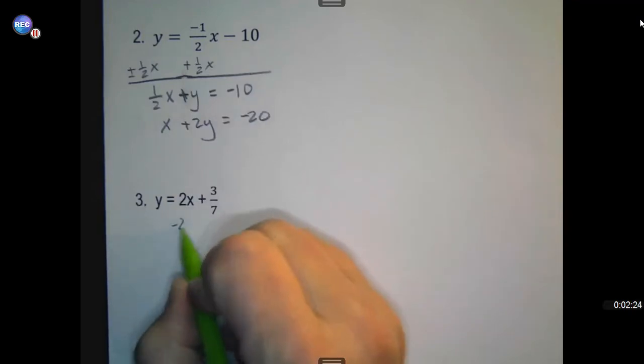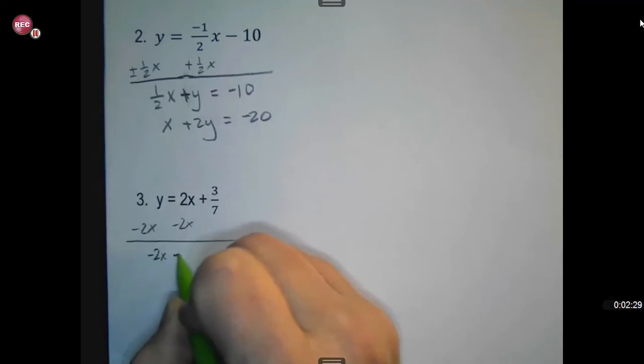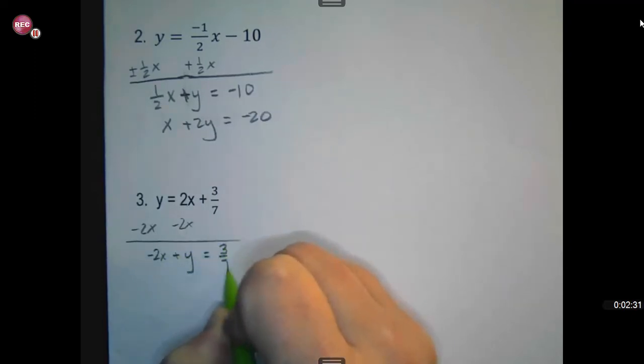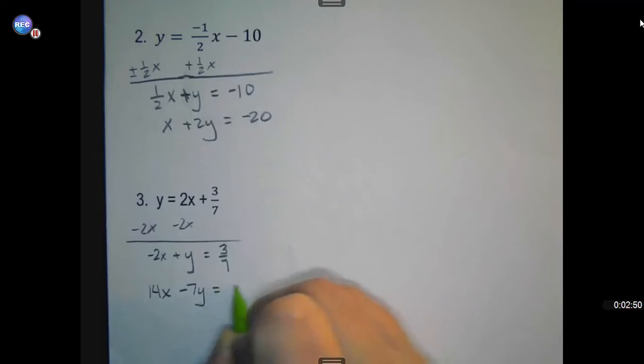Here I would move the 2x to the other side and get negative 2x plus y equals 3/7. Well, this can't be a fraction, okay? It has to be an integer, and this has to be a positive integer, and it's not. So I'm going to multiply everything by negative 7, okay? Which is going to give me 14x minus 7y equals negative 3. And now we're in standard form. A, B, and C are integers. A is a positive integer. There we go.